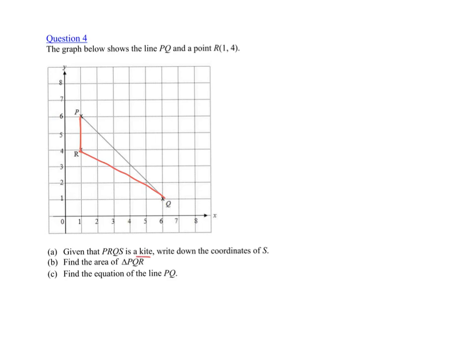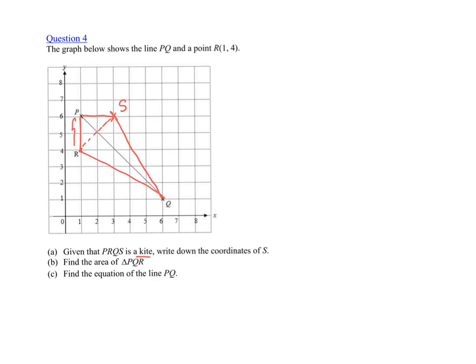So now if I have two squares over here, a kite is going to look something like that, right? So I'll have another two squares over here. So this will be my point S. So let me complete this diagram. It will look something like this. So write down the coordinates of point S.